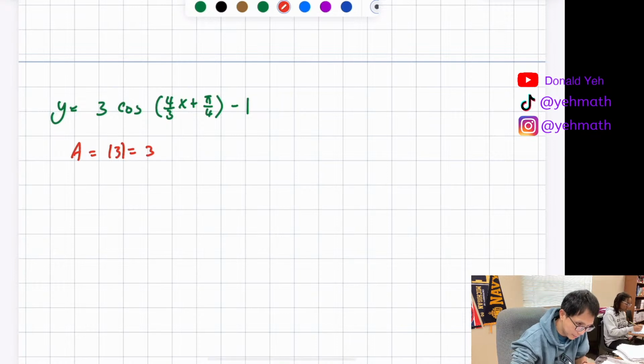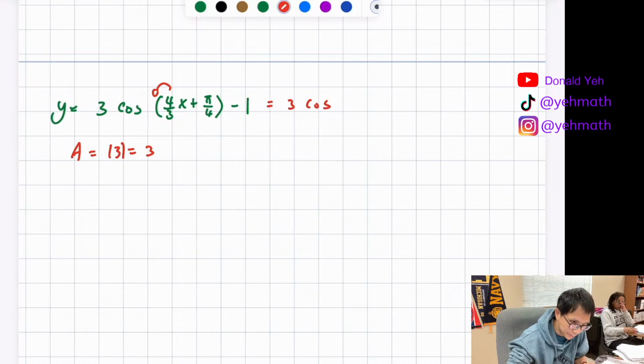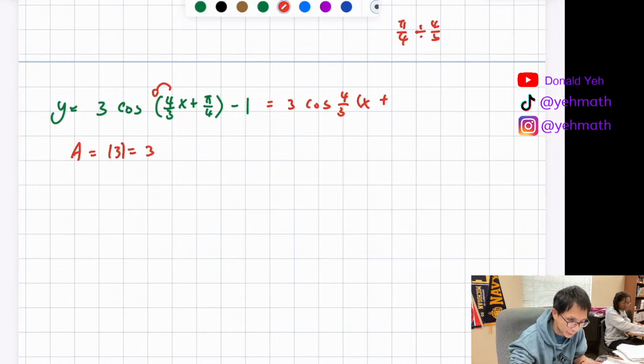Very easily. But I forgot to do something. What did I forget to do? Isolate the b. Yeah, so I suppose factor this out, right? So that'd be 3 cosine of 4 over 3 x plus. Now, if I take out 4 over 3, that means I take the pi over 4 divided by 4 over 3. So it'd be pi over 4 times 3 over 4. Does that make sense? So that's 3 pi over 16. So it'd be 3 pi over 16, and the minus 1.